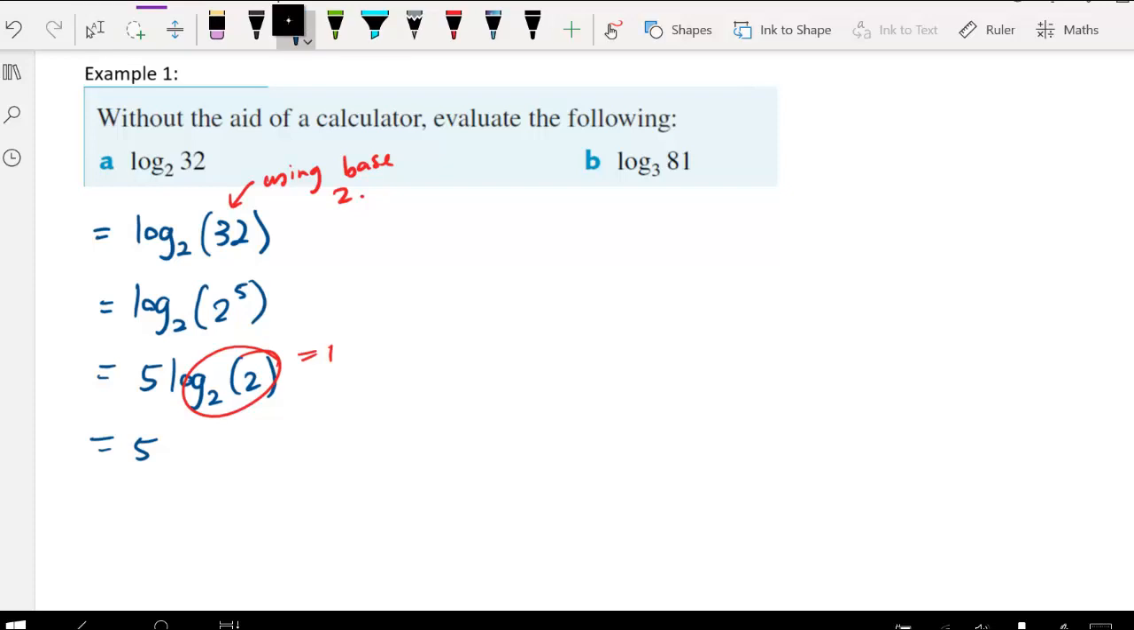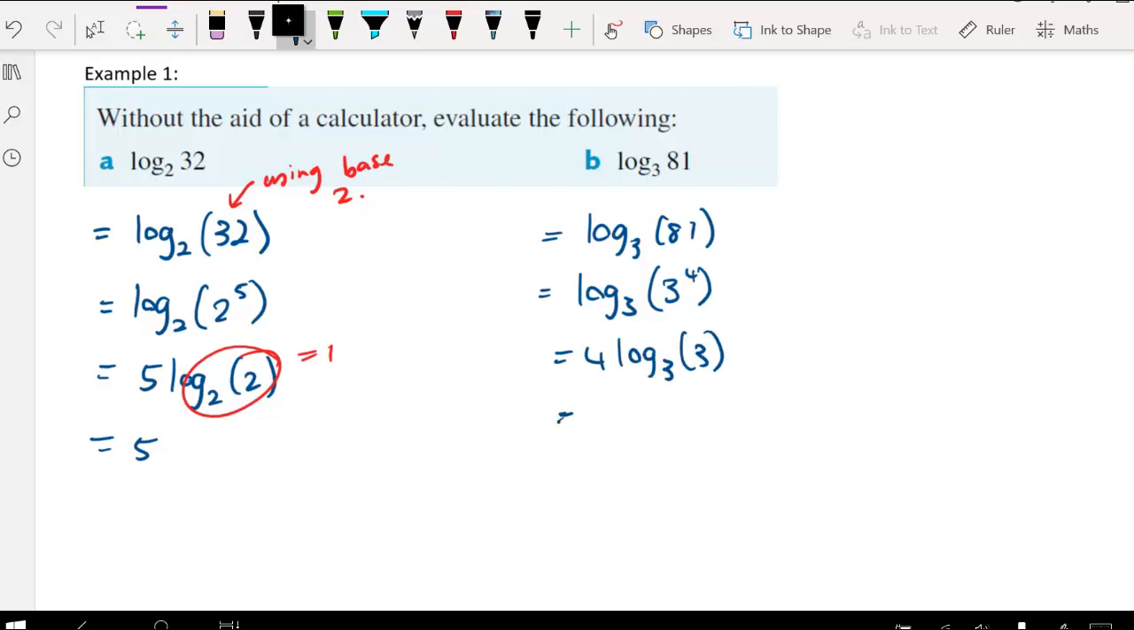When we look at b, we have log base 3 of 81, and we need to put 81 in terms of base 3. So we have log base 3 of 3 to the power of 4, which is 4 log base 3 of 3, using our power law. And our log of the base tells us that this, again, is equal to 1. So therefore, we're left with 4 times 1, or 4. Okay, so pretty simple to evaluate without the use of a calculator when applying these log laws.